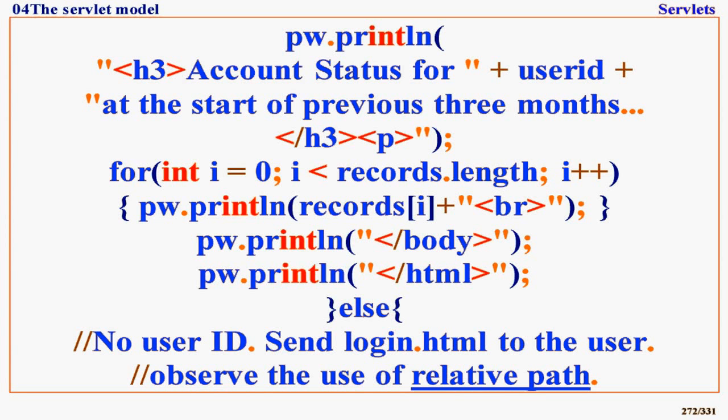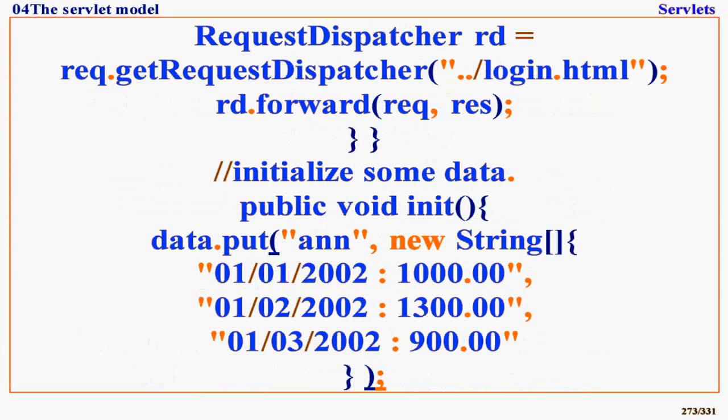pw.println("</HTML>"). Else, no user ID, so send login.html to the user. Observe the use of a relative path: RequestDispatcher rd = req.getRequestDispatcher("login.html"); rd.forward(req, res). Initialize some data: public void init.